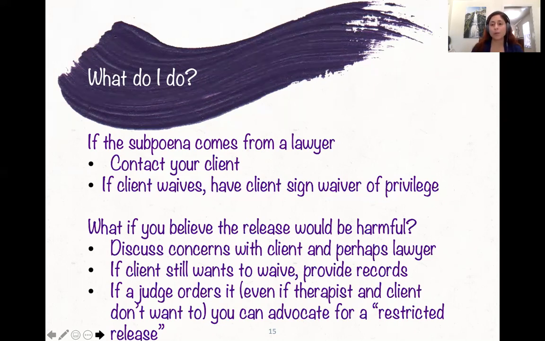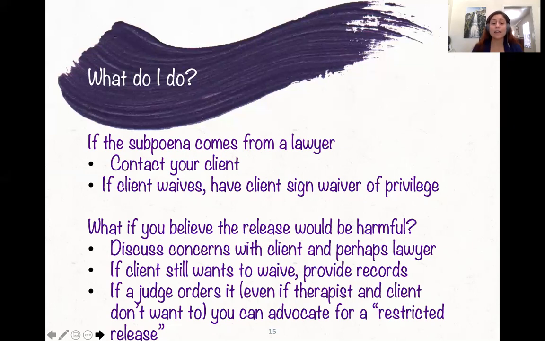Now, an interesting situation can happen where the client says, sure, I want to waive my privilege, go ahead and share the information. But you as the therapist are really concerned that releasing the information could be harmful to them. You definitely want to discuss your concerns with the client in this case. You want to share, you know what, I don't think this is a good idea. I really don't think you should. And the client may say, okay, I won't, and you assert privilege. Now, the client could say, no, I still really want to share the information.